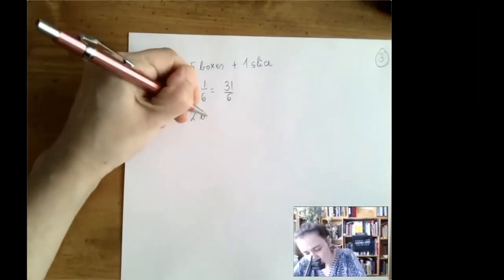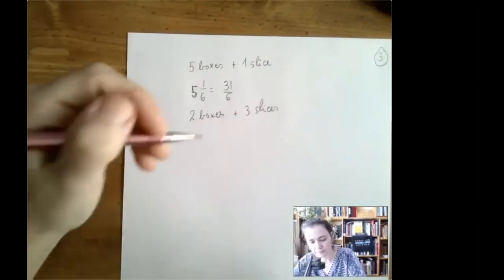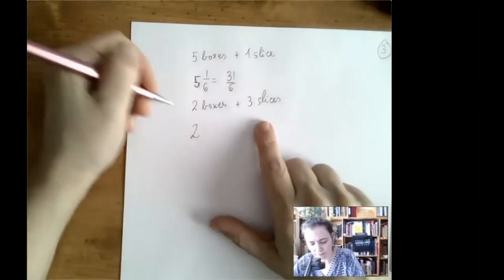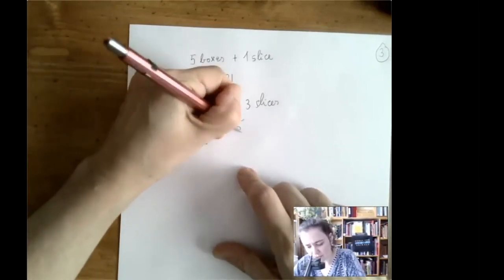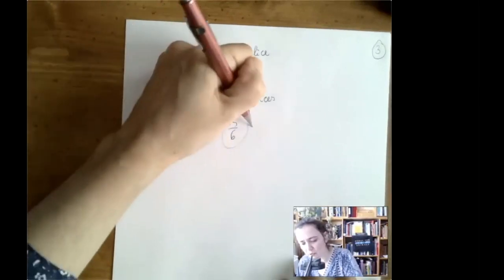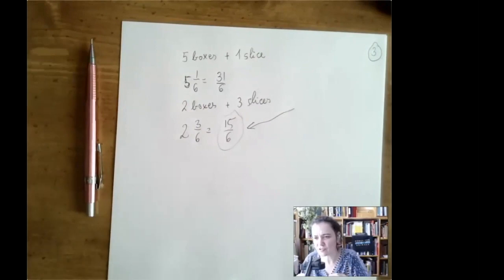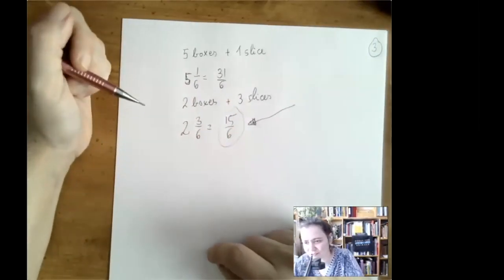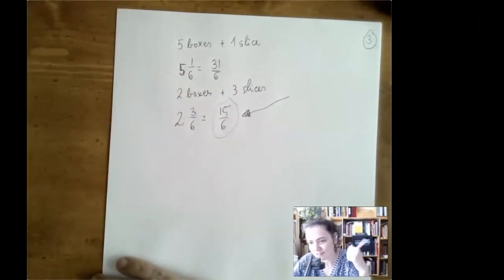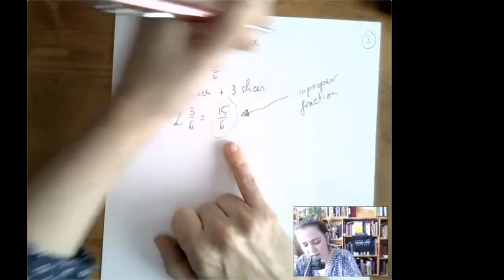How about 2 boxes plus 3 slices? 15. So 2 full and 3/6 is 15/6. This is called the improper fraction. A fraction is improper if it's really not just a genuine part. So even 6/6 is considered an improper fraction, although 6/6 you're rarely going to see because we just simplify it to 1. This here is the improper fraction, and this here is the mixed number.